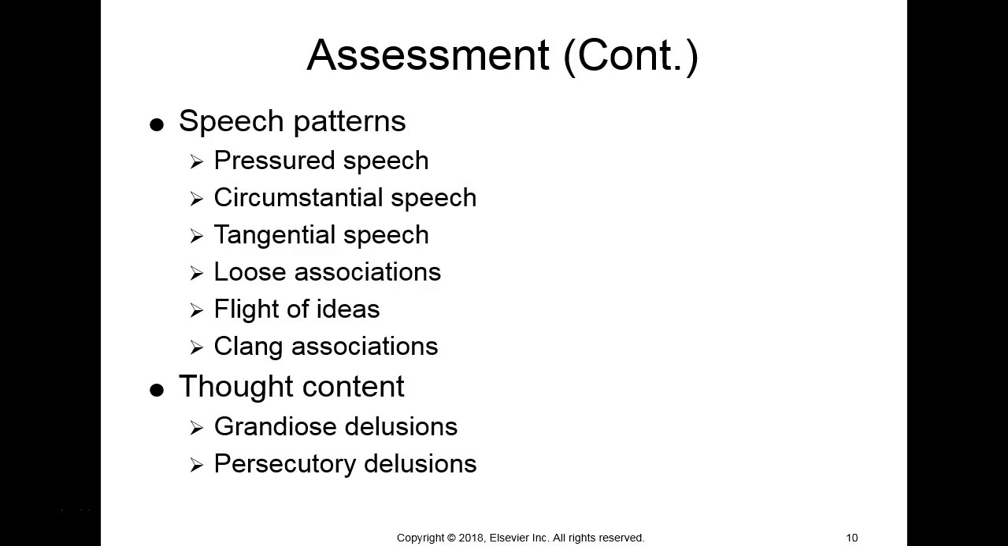Clang associations, people actually can tell puns and rhyme, like the ends of words. So it's like their speech kind of becomes meaningless because they're more focused on rhyming than they are with actually communicating. And their thought content, they can have grandiose delusions or persecutory delusions. So sometimes they feel a bit paranoid, like people are out to get them, don't like them, whatever. But the grandiose delusions are so very interesting because they really go along with that inflated sense of self-esteem.